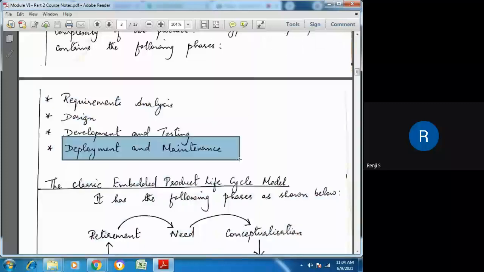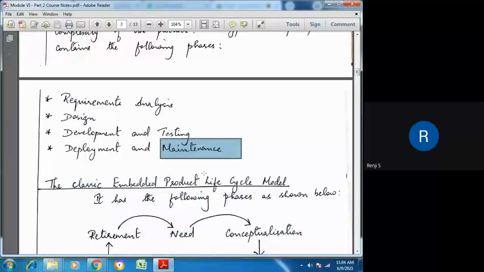Deployment is giving the product out to the end user, and then maintenance is a continuous process. After giving it to the end user, the period continues as the maintenance period, because if any errors or any upgrades are needed, you will have to support the end user. That phase of support is known as the maintenance phase.